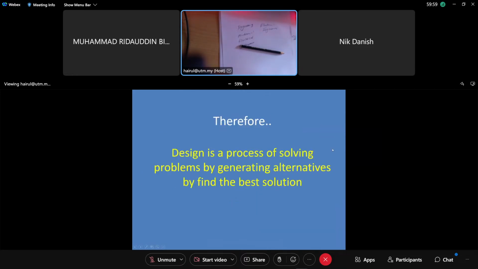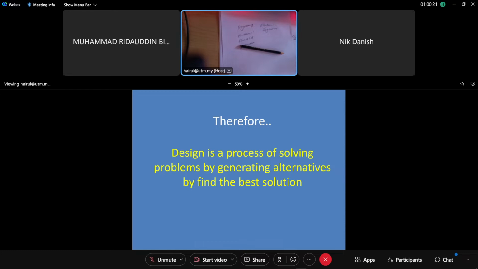Design, as mentioned to you, is a process of solving problems by generating alternatives. That's why earlier we said concepts, ideas. Alternative is another word for concept or idea. See the S: generating alternatives, generating ideas, generating concepts. It's the same thing. Alternatives, plural, meaning a lot. If there are 5 of you, at least 5 concepts. Then you find which one is the champion.